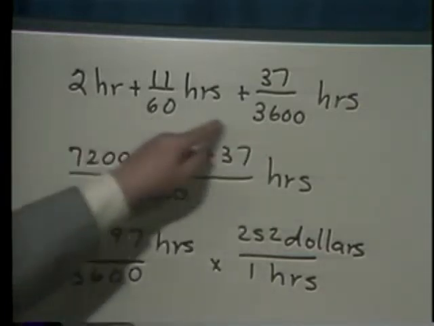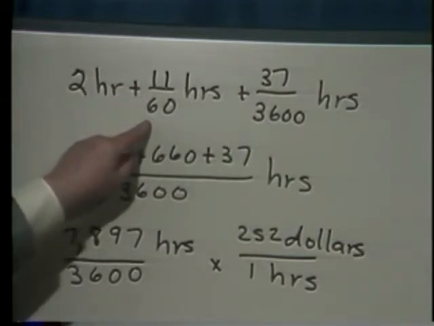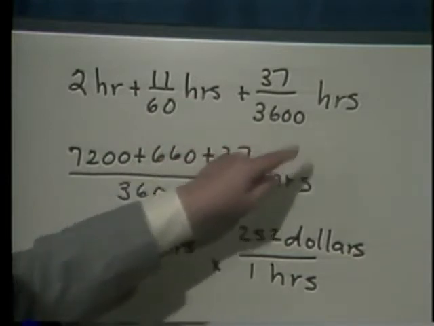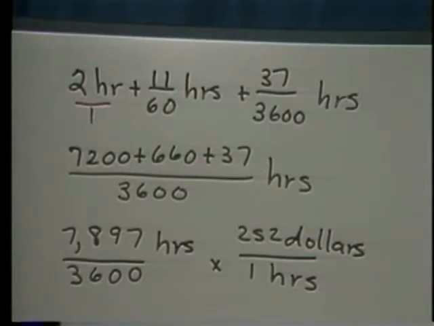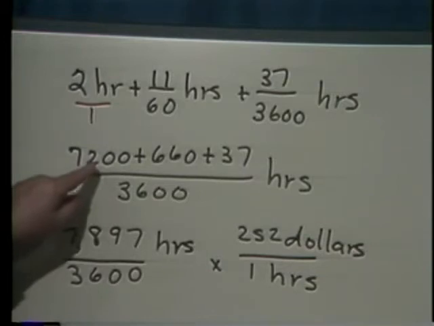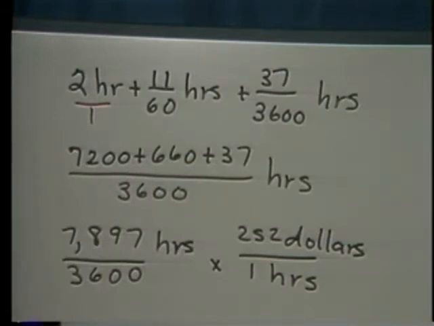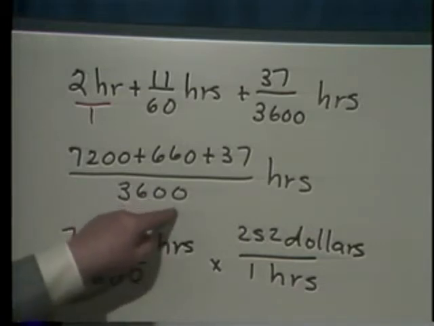So what you could have done is to write everything in terms of hours. 11 minutes becomes 11/60ths of an hour. 37 seconds becomes 37/3,600ths of an hour. Now, how do you add? You put everything over a common denominator, okay? Your common denominator here is 3,600. So you have the same 7,200 plus 660 plus 37 that we had before. But since the label is hours, the 3,600 comes in here because that's how many seconds there are in an hour.